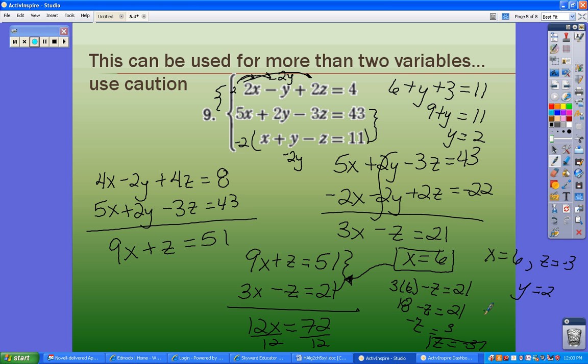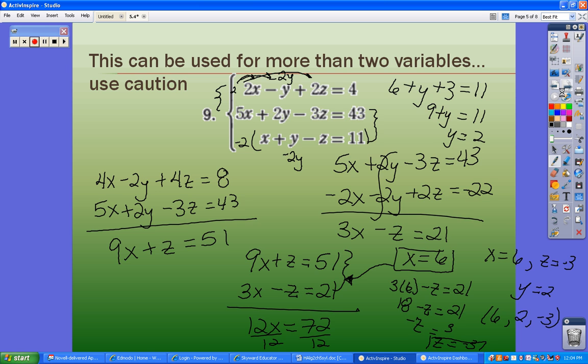You can write it as an ordered triple if you want, 6, 2, negative 3, or you can leave it just as x equals, y equals, z equals. It's a doozy. Those are hard, okay? I admit, I think your best bet is to look at it in pairs and then you'll be fine. Just there's lots of room for mistakes. Just really take your time and be careful on those.